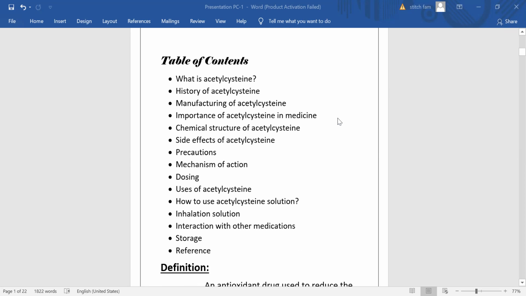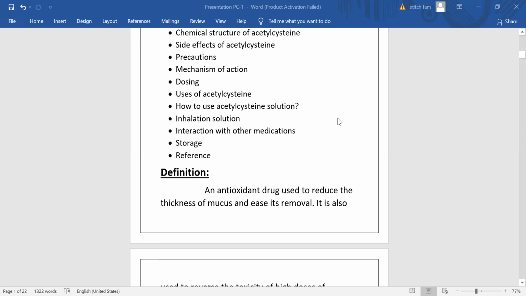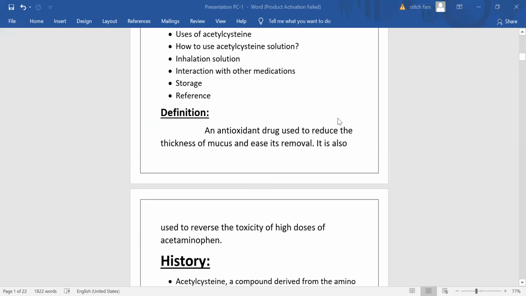The things we are going to present are what is acetylcysteine, history of acetylcysteine, manufacturing of acetylcysteine, importance of acetylcysteine in medicine, chemical structure of acetylcysteine, side effects of acetylcysteine, precautions, mechanism of action, dosing, uses of acetylcysteine, how to use acetylcysteine solution, inhalation solution, interaction with other medication, storage and its references.